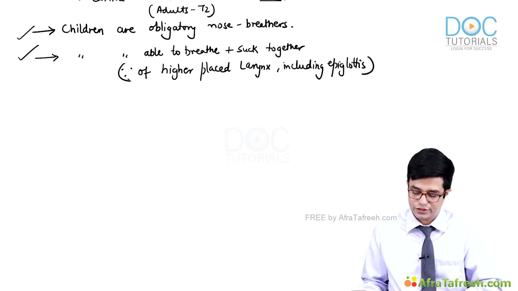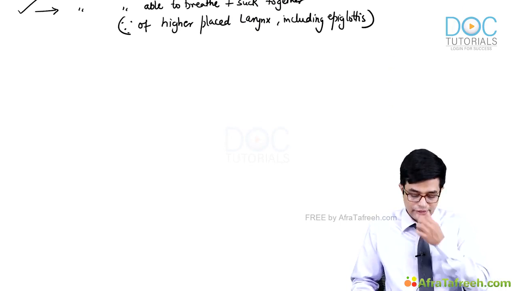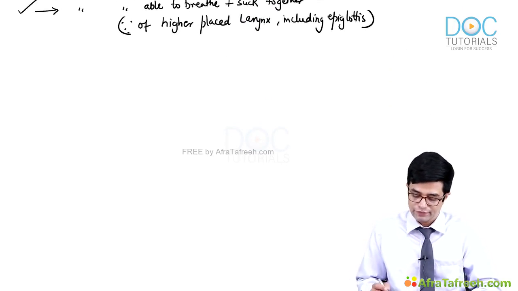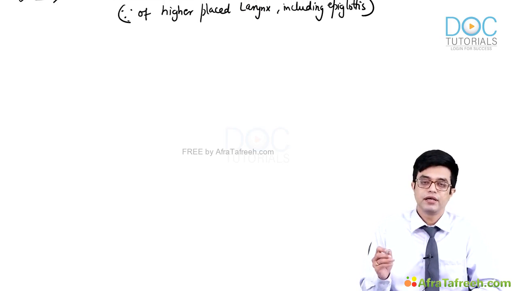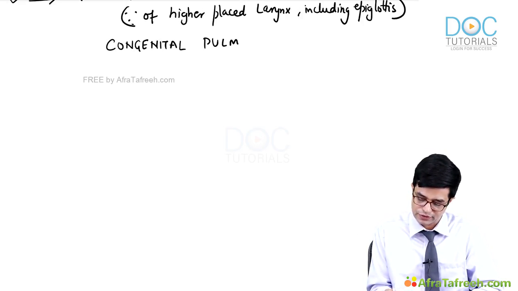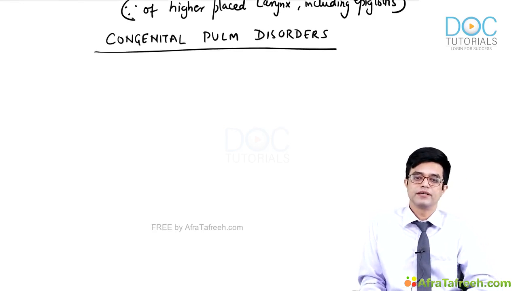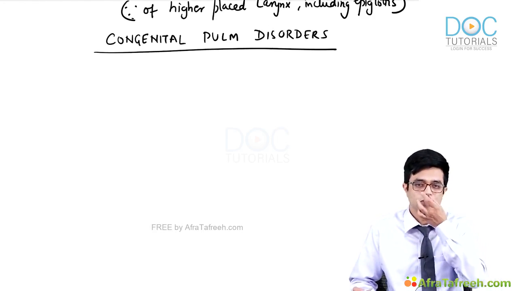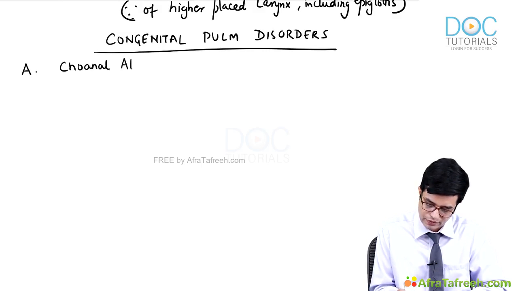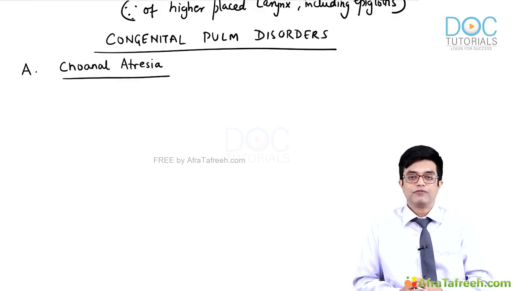So after this discussion of pediatric airway characteristics, we move to the discussion of congenital pulmonary disorders. In congenital pulmonary disorders, we'll be starting with the beginning of the airway, that is the nose. So the first topic we'll be discussing is choanal atresia. Choanal atresia. Choanae of the nose.